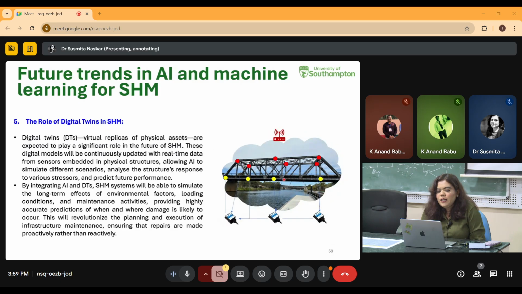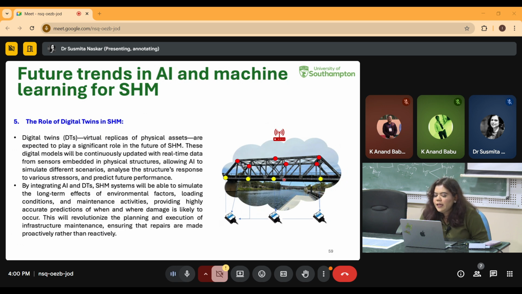And then the role of digital twins, as I was saying. Definitely, we are not going to cover digital twins in this course here, but it's very, very important for you to understand how a digital twin works and what exactly we mean by DTs, right? DTs are basically virtual replicas of physical assets such as bridges, tunnels or models. So in the future of SHM, DTs will be continuously updated with real-time data from the sensors, which are embedded in the physical structure.